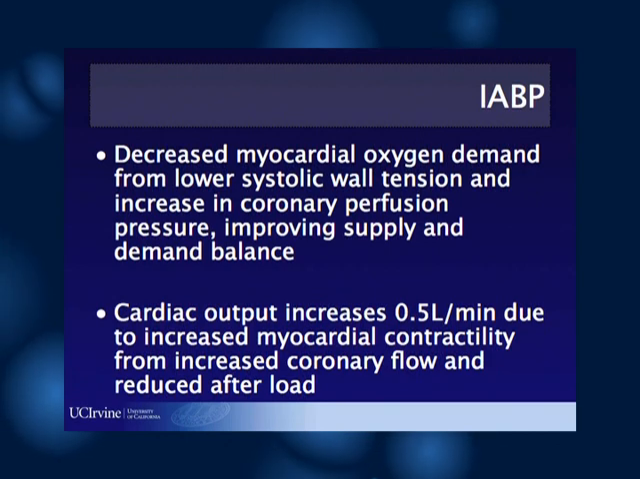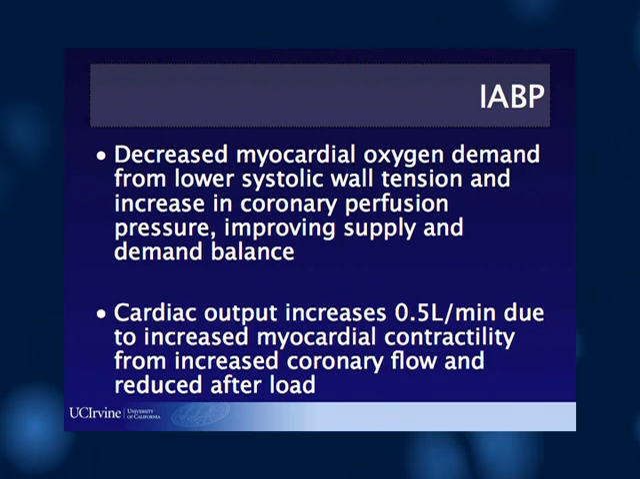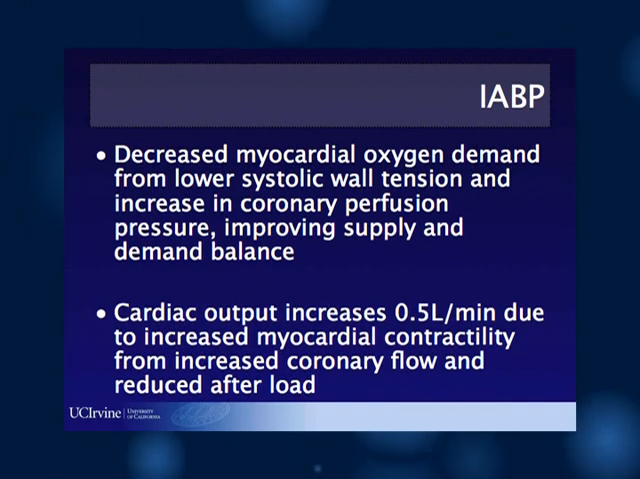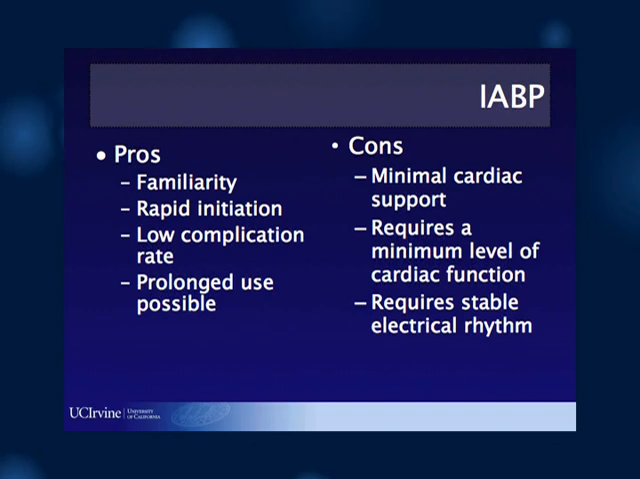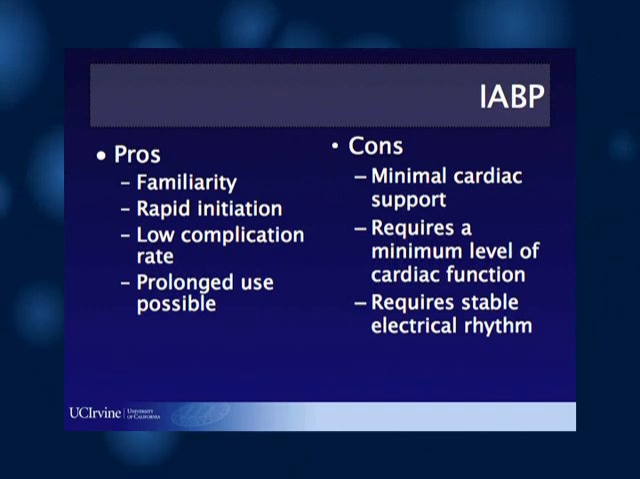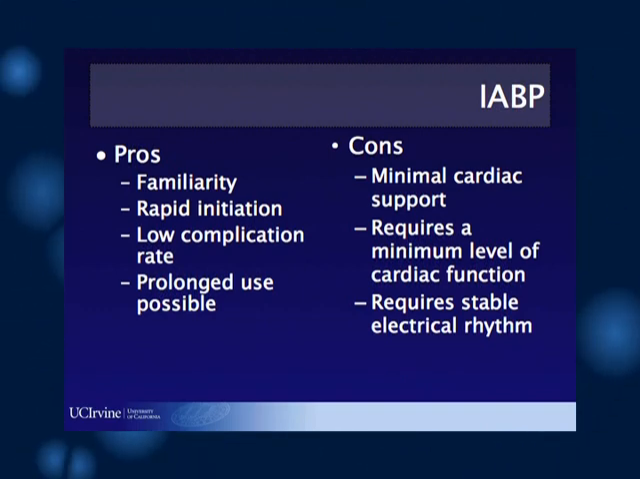The decreased myocardial oxygen demand from lower systolic wall tension and increased coronary perfusion pressure improves both the supply and demand sides of the myocardial ischemia balance. Cardiac output is only modestly increased, about 0.5 liter per minute, due to improved myocardial contractility from the improved coronary perfusion and reduced afterload. The advantages and disadvantages of intra-aortic balloon pumping are shown to us on this slide.